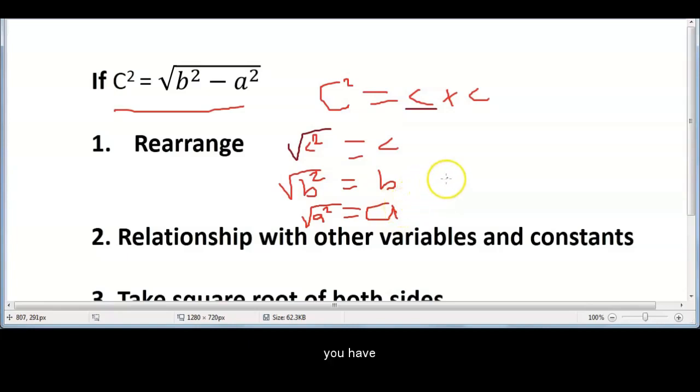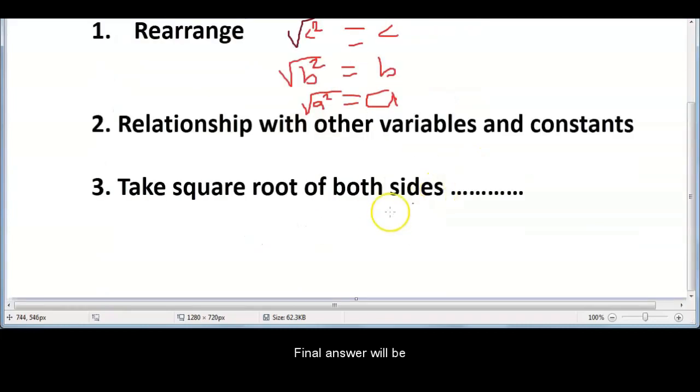Finally, we have our final answer: c is equals to b minus a.